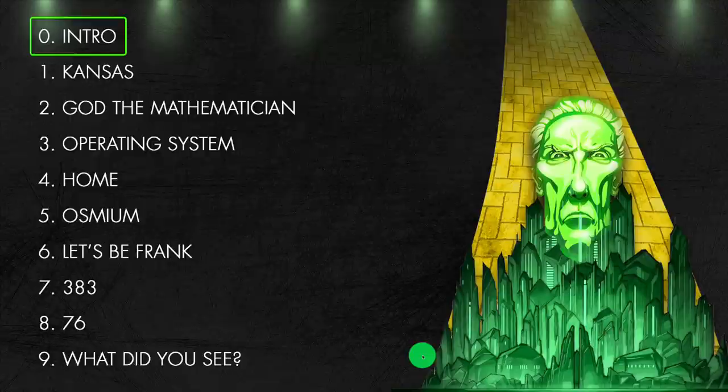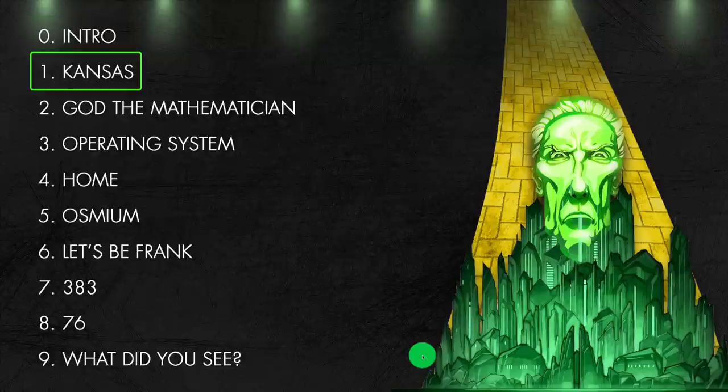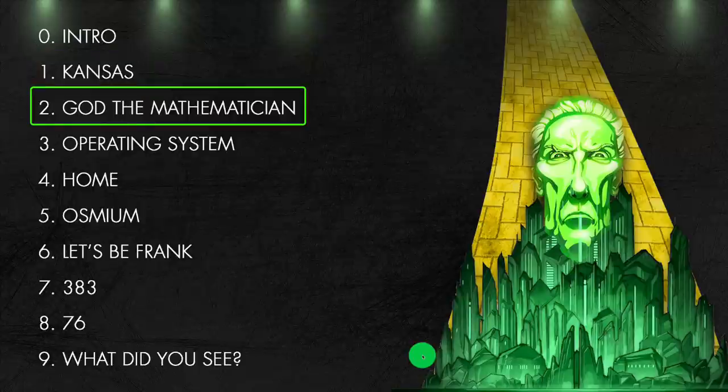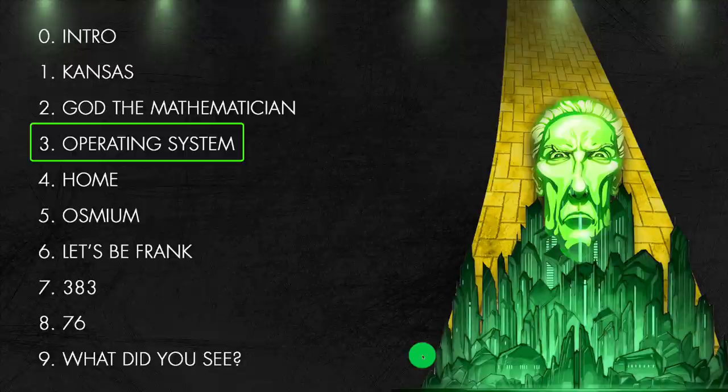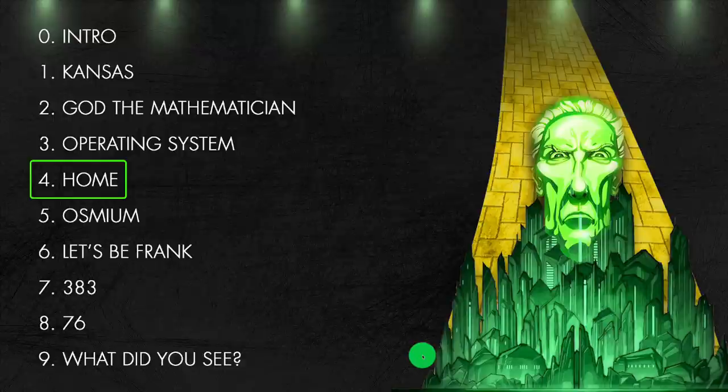Here we go. In the intro, the zero, I always want to include the intro, which is what I'm doing now. Number one, where it all started. Folks, this one's going to blow your freaking mind. Kansas. Number two, God the mathematician. Number three, operating system, because that's what it's all about. Number four, home. There's no place like home. Number five, of course, osmium. Oh man, this one's just huge.